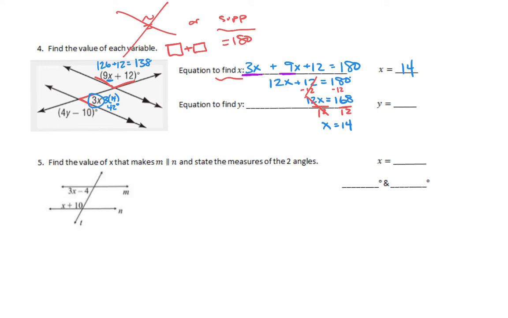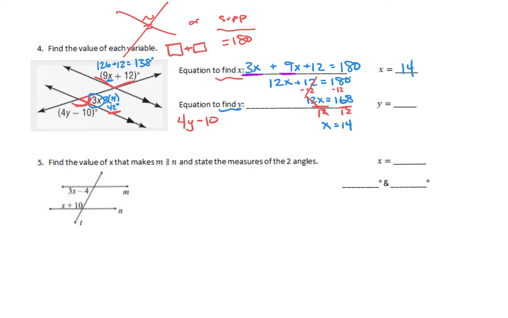126 plus 12, 138. Cool. So if I wanted to write an equation to find y, I could do it with the 4y minus 10. That's a good place to start. And what I could do is use this 42 here that we just found. So what is the relationship between those two angles, the 4y minus 10 and the 42 degrees?